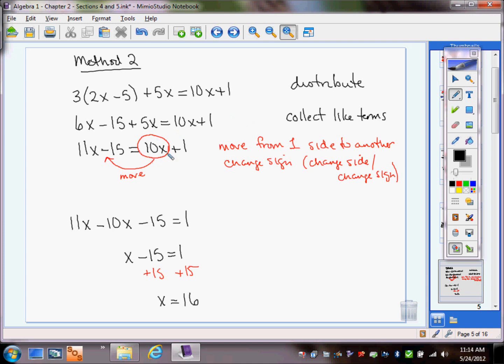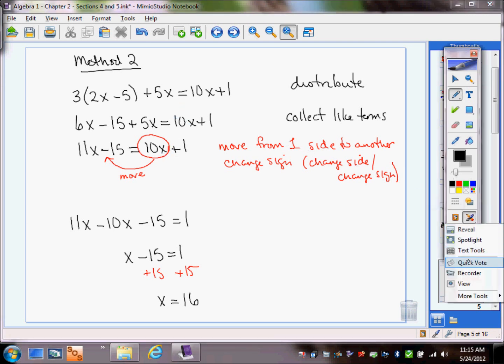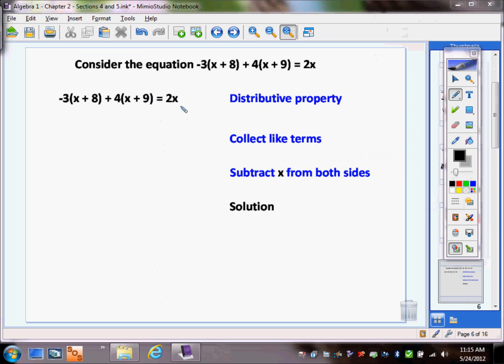And you don't have to move the 10x. You could have moved the 11x over here too. It doesn't matter which side you go to. That's a preference. I tend to move all my x's to the left, and all my numbers to the right, but that's just me. There's a time when you might want to move your variables to the right.